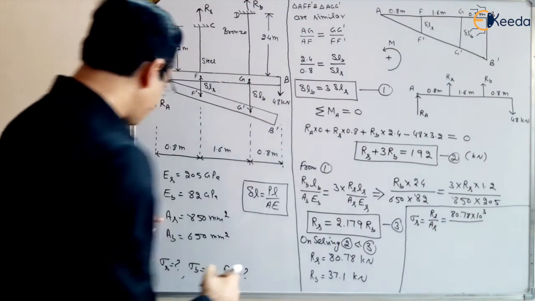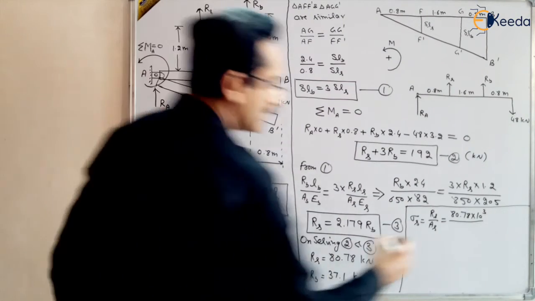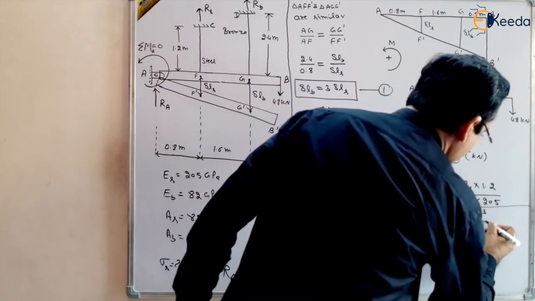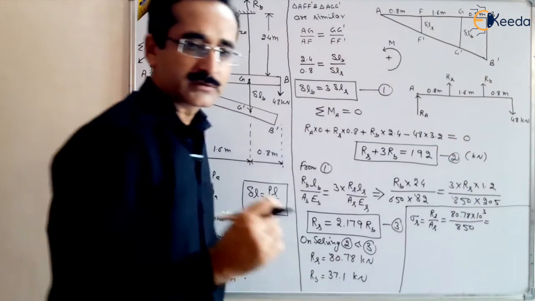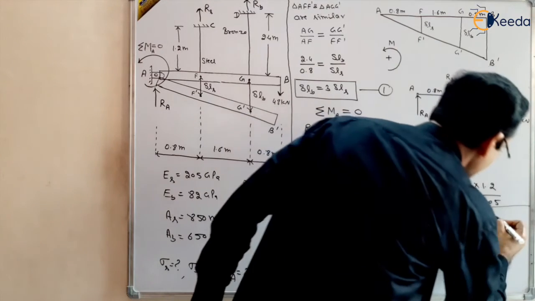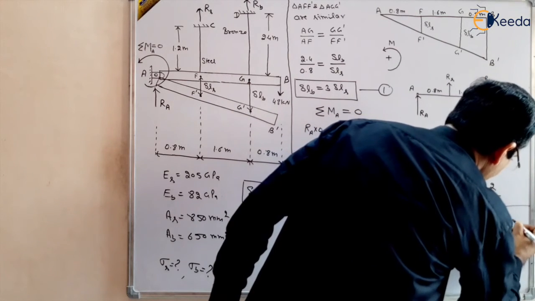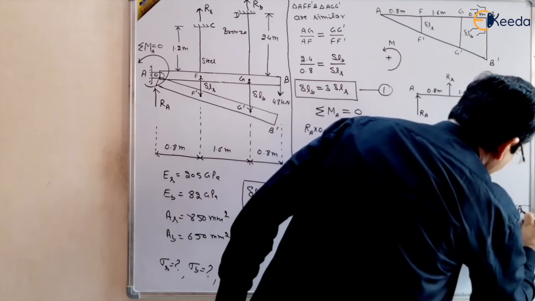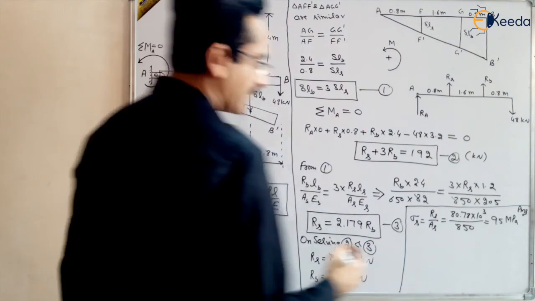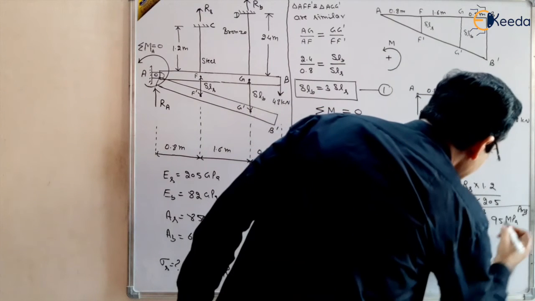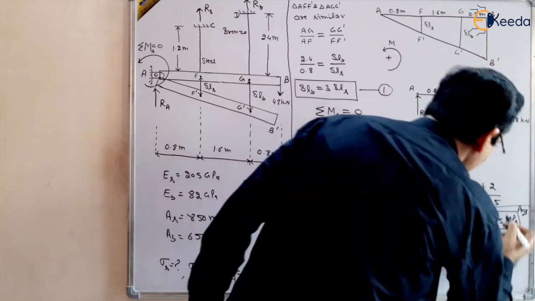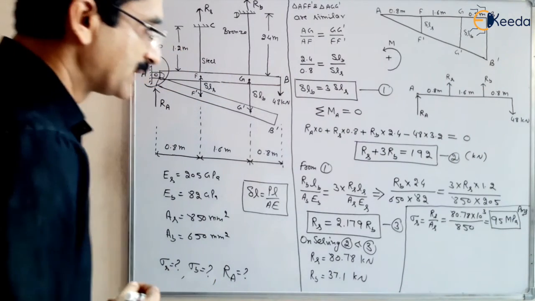Area of steel is 850 millimeter square. The answer will come in megapascal because this is in millimeter square. So sigma in steel, after solving, you will get 95 megapascal. This is one of the answers: sigma steel is 95 megapascal.